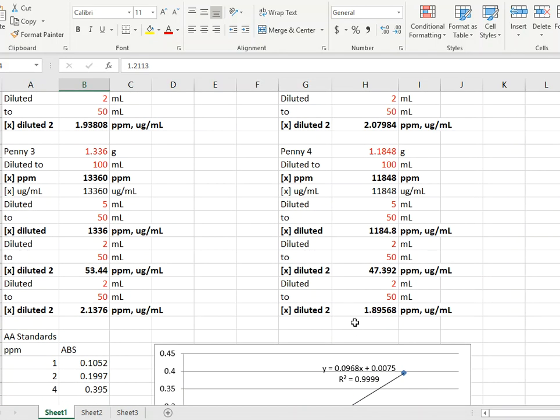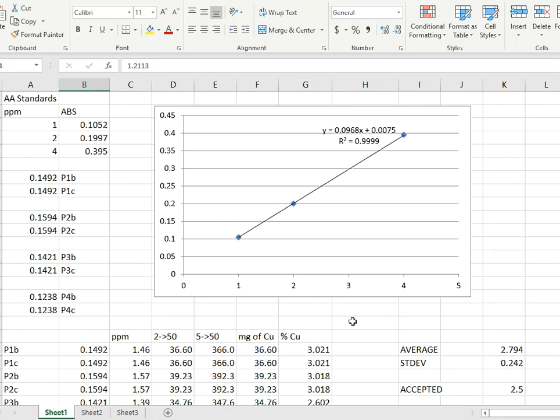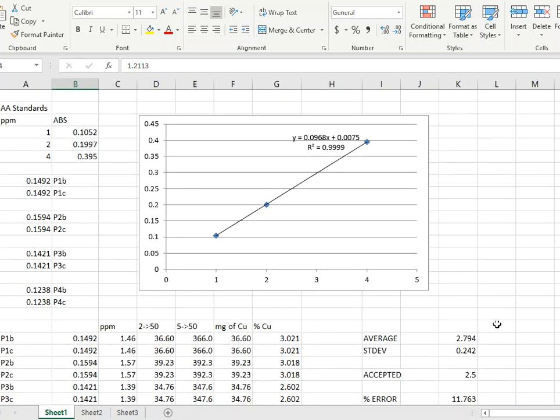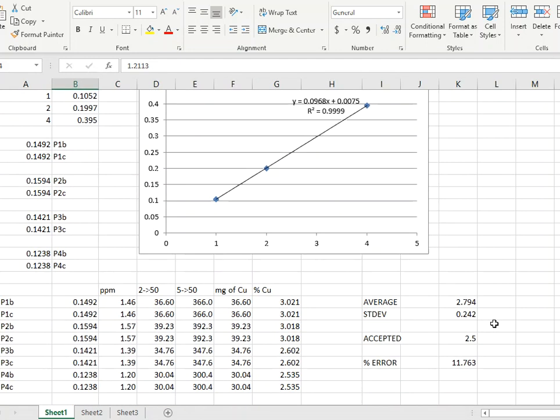This was just a way for me to kind of show you why we picked the calibration standards that we picked. All right? So this piece that you're seeing on the screen right now, that's probably the only piece that's going to be required from you when you do this spreadsheet. Okay, so good luck with the AA.